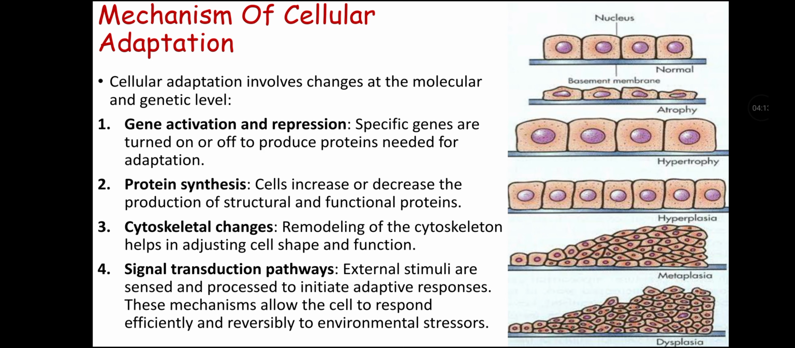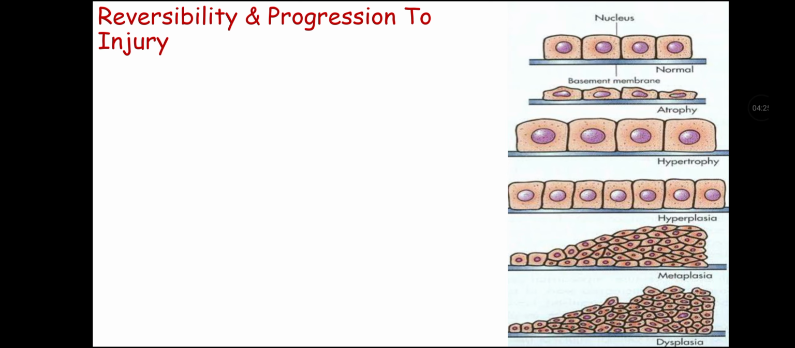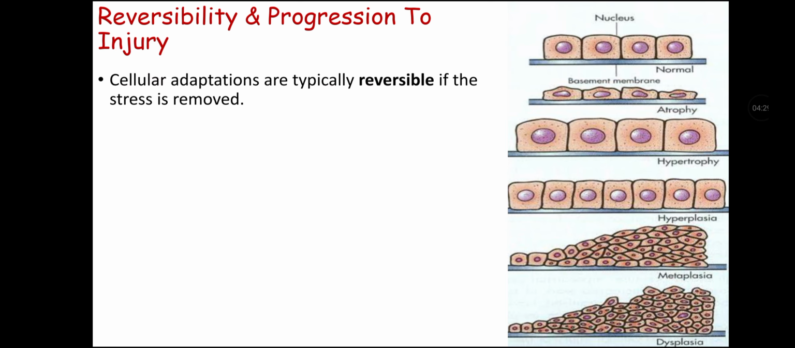Fourth step is signal transduction pathway. As external stimuli are sensed and processed to initiate adaptive response, these mechanisms allow cells to respond efficiently and reversibly to environmental stressors. Reversibility and progression to injury of cellular adaptation.